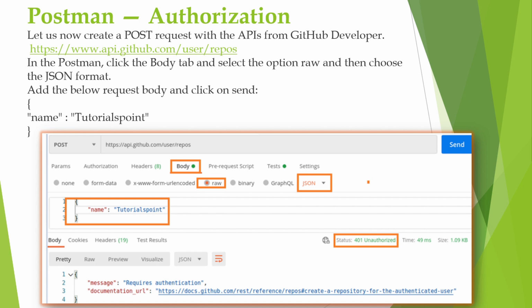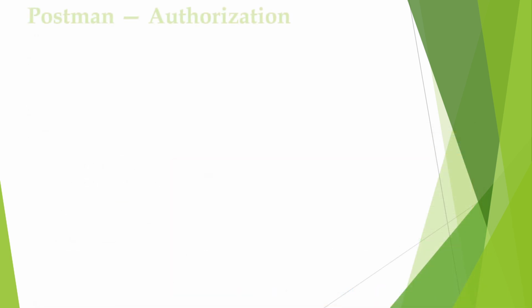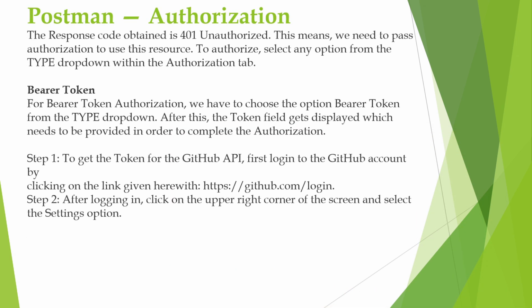Now when you click on send, the response code which is obtained will be 401, that is unauthorized. That means we need to pass authorization to use this resource. In order to authorize, select any option from the type drop-down within the authorization tab. We have so many types of authorization. Let us discuss some of the important authorization types, namely bearer token and basic authentication.